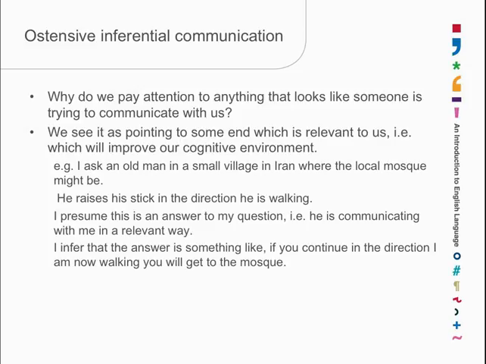So I infer that the answer is something like, if you continue in the direction I am now walking, you will get to the mosque. That's what that stick movement is doing. It's not a proposition as such, but we infer the proposition from the act that he's performed, namely raising his stick.